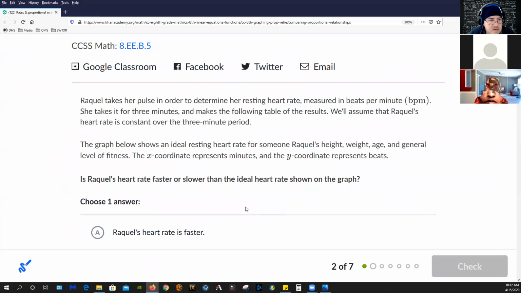Raquel takes her pulse in order to determine her resting heart rate, measured in beats per minute. That is probably going to be important here in a few. Beats per minute. She takes it for 3 minutes and makes the following table of the results. We'll assume that Raquel's heart rate is constant over the 3-minute period. Okay.